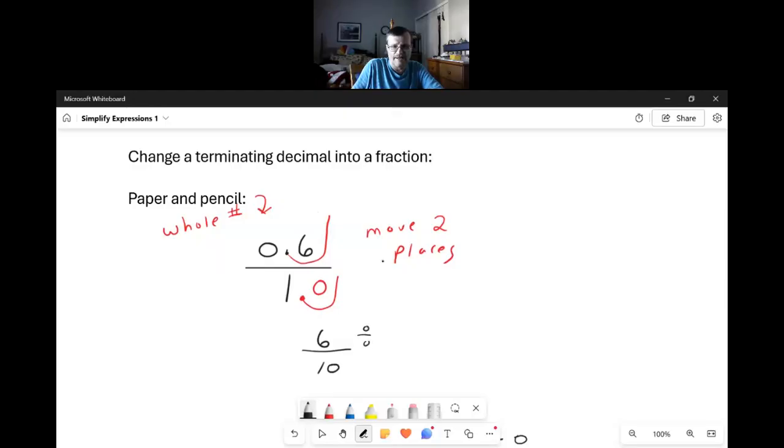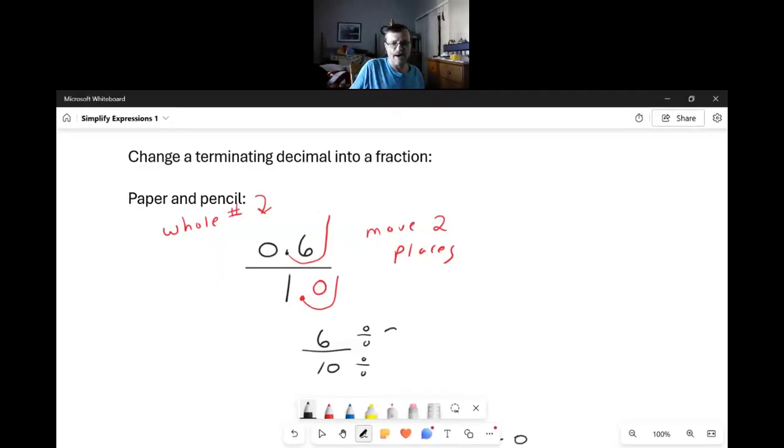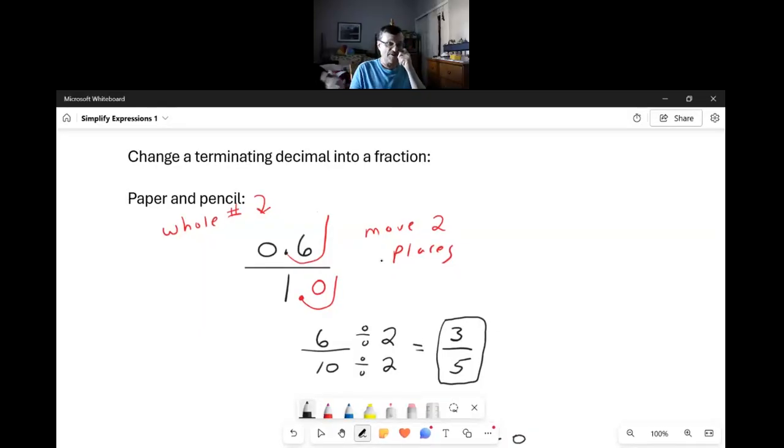You're going to use divide by, let's see here. Again, for my classes, what I tell them, be careful with 6s. Sometimes you divide by 2, sometimes you divide by 3, depending on what's in the denominator. So make sure you know what you're dividing by and what you're getting out of the deal. 6 divided by 2 is 3, 10 divided by the same 2 is 5. So 3/5. 3/5 is 0.6.